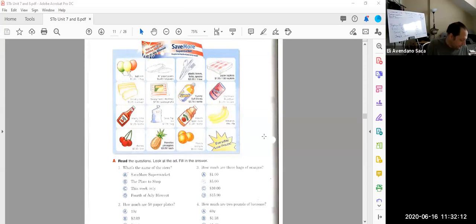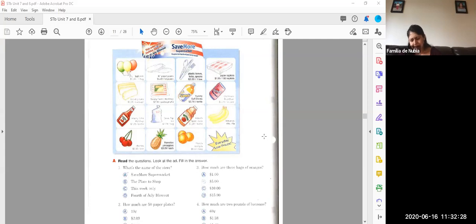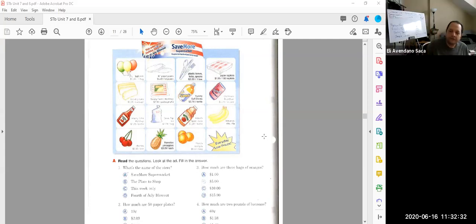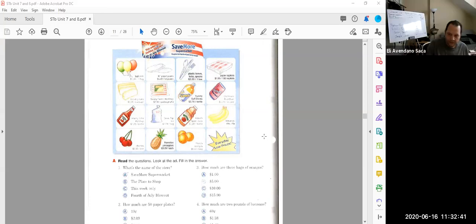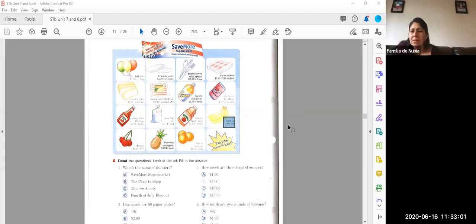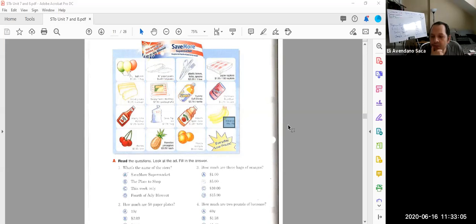$15. Okay. Nubia, how much are 2 pounds of bananas? $69. Okay, but 2 pounds. $69 del libro. ¿Cómo se dice libro en inglés? Pounds. So dos, how much is 2 pounds? So Nubia, how much is 1 pound of banana? 69 cents. Okay, so how much is 2 pounds?